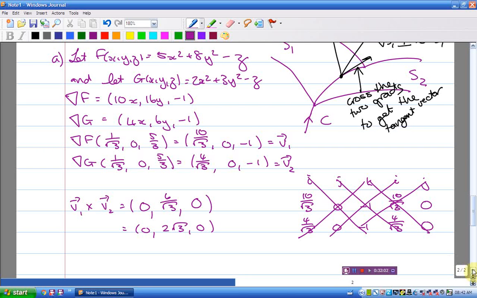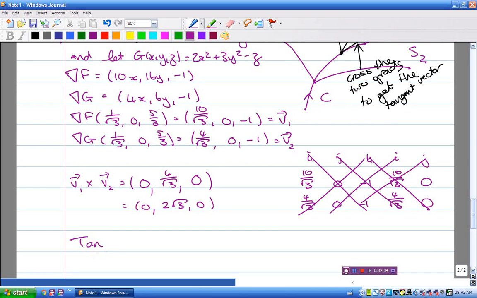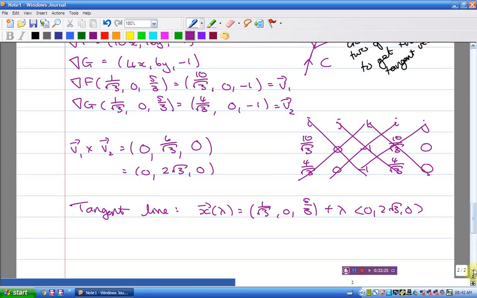Okay, so the tangent line is going to be x of lambda equals the point. We were given the point right at the beginning, and I've gone past it. There we go, 1 over root 3, 0, 5 over 3 plus lambda times 0, 2 root 3, 0. Okay, all right. Let me quickly do method B.